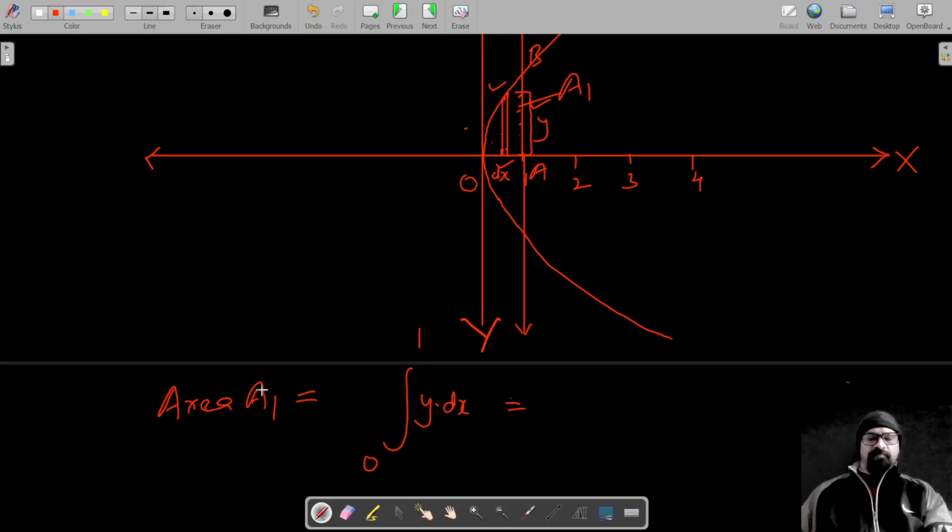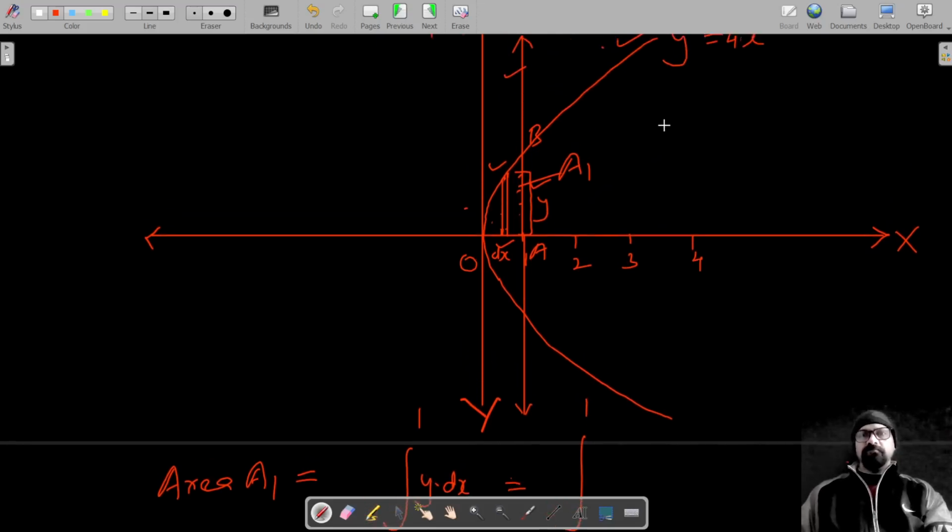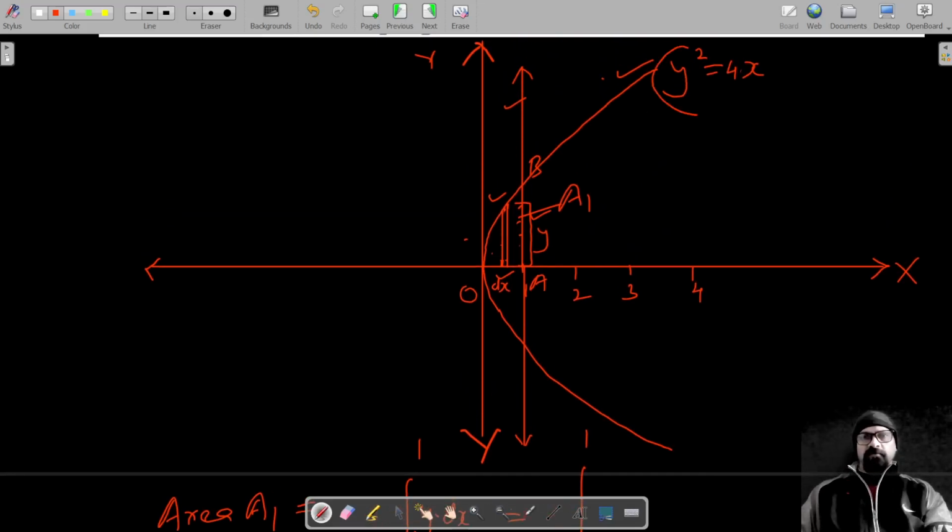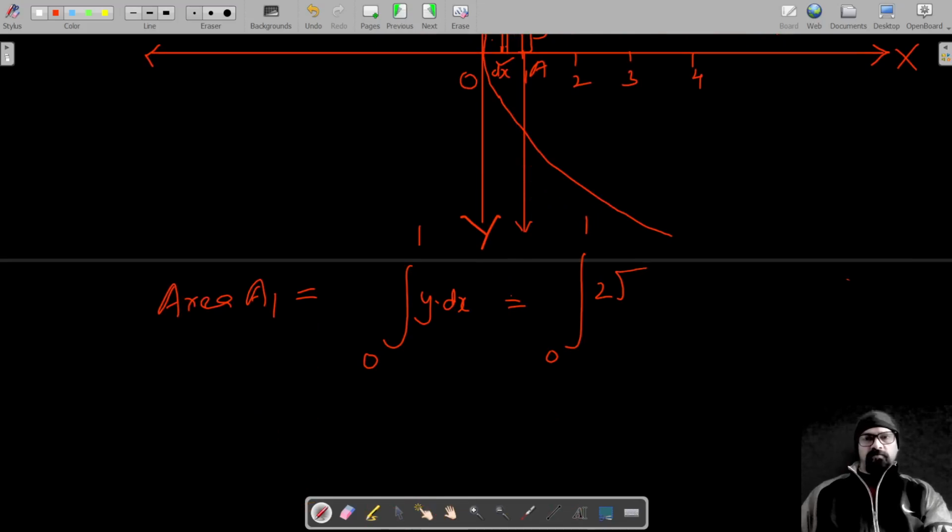So this is the area A1, OABO, and this is made up of a small number of rectangular strips, and we are going to find the area by integrating the area of just one strip. That would be the sum total of the area of all the strips. So y, we will get the value of y from here. So y is equal to under root 4x, which will be 2 under root x. So this is 2 under root x into dx.